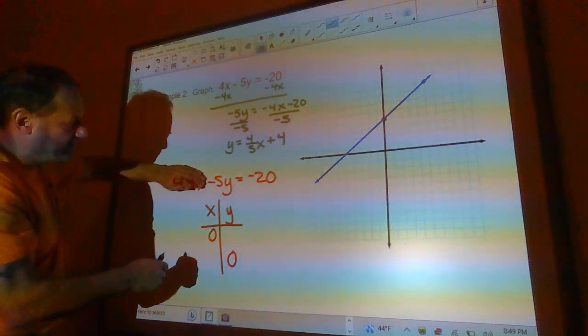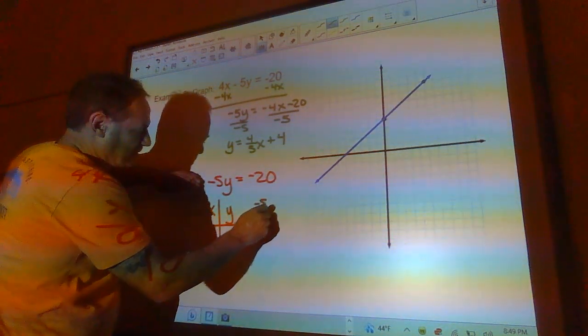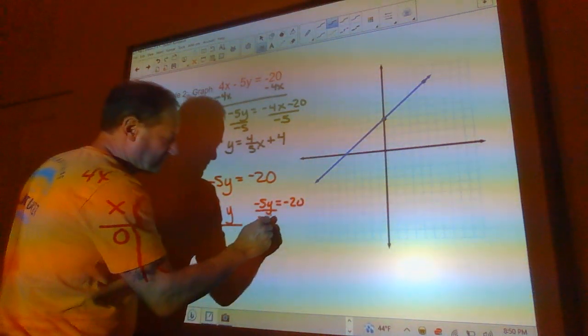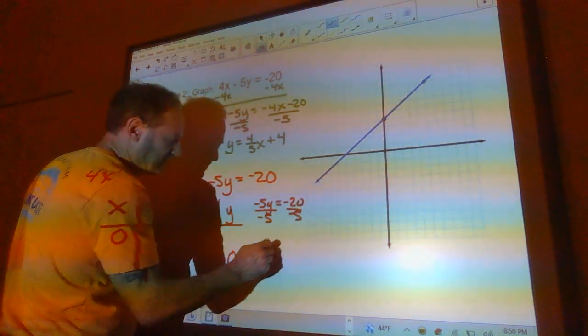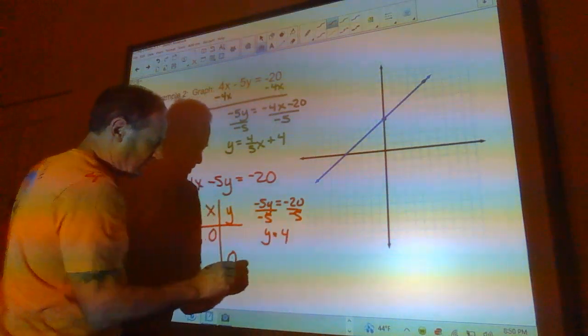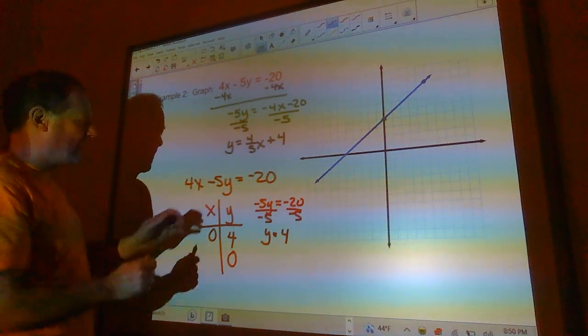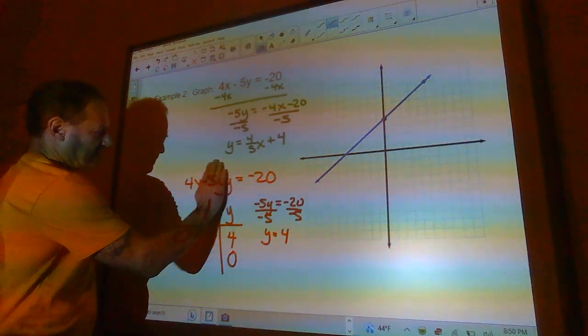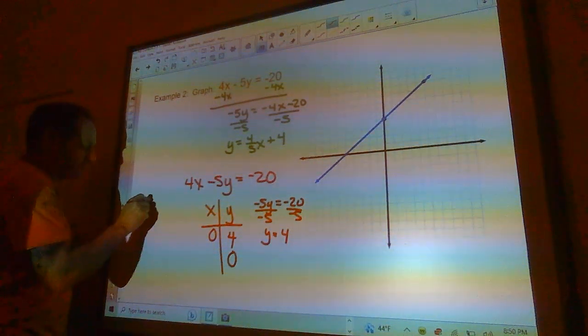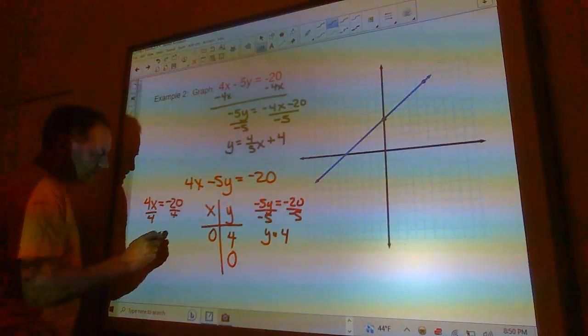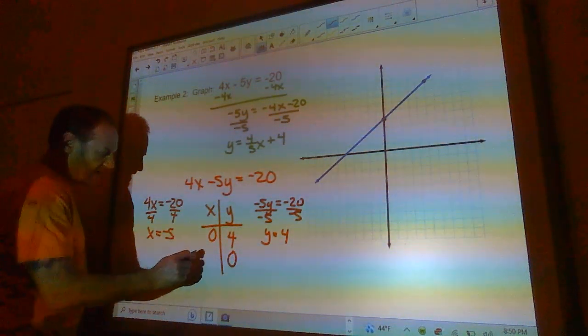-5y equals -20. You could write that down if you want to, but usually I just do this in my head. Divided by -5, y equals 4. And then I would plug the 0 in for the y. That's going to make this go away right there, leaving me with 4x equals negative 20. And I can solve that, and x is negative 5.